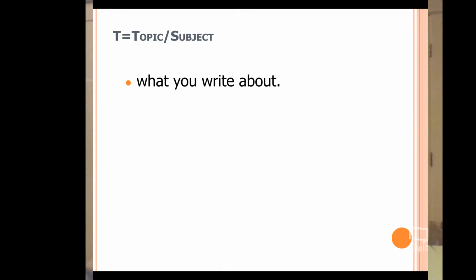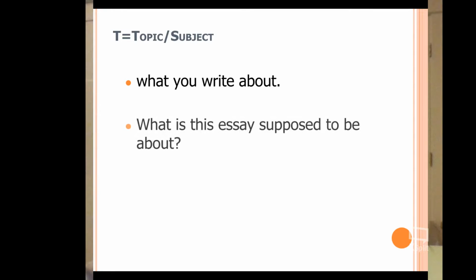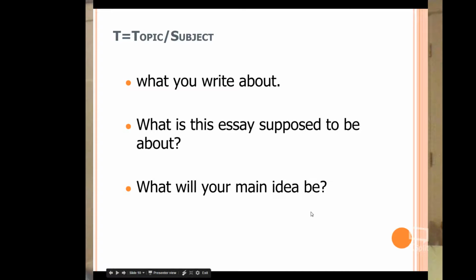Okay, T stands for topic or subject. What you write about. What is this essay supposed to be about? What will your main idea be? Okay? You need to know this because this is just getting what I call straight to the point. What is it? What are you writing about? What's the main idea? Okay? And rafting this out is really just going to help you understand what you're supposed to be writing about and make your writing easy because this is almost like pre-writing or almost in a way brainstorming a little bit, so it's going to help you.